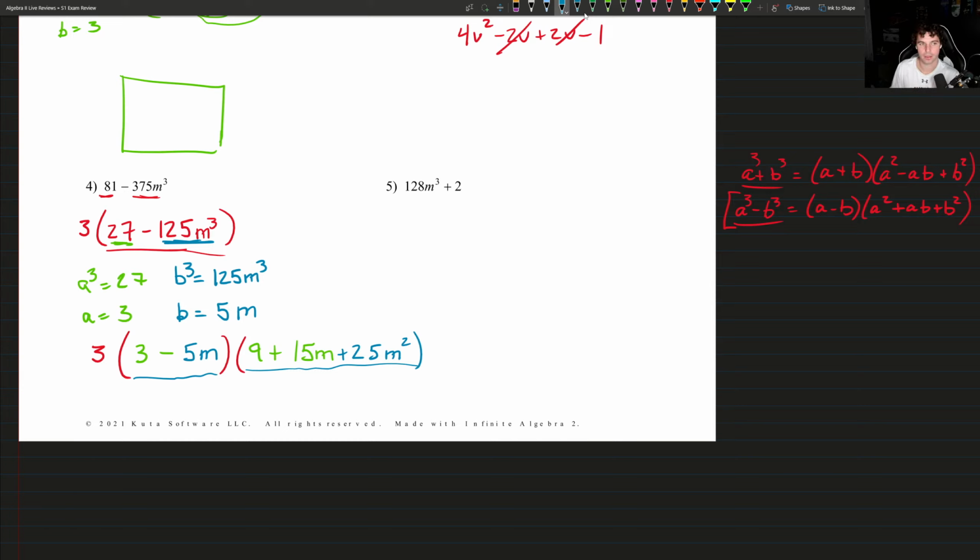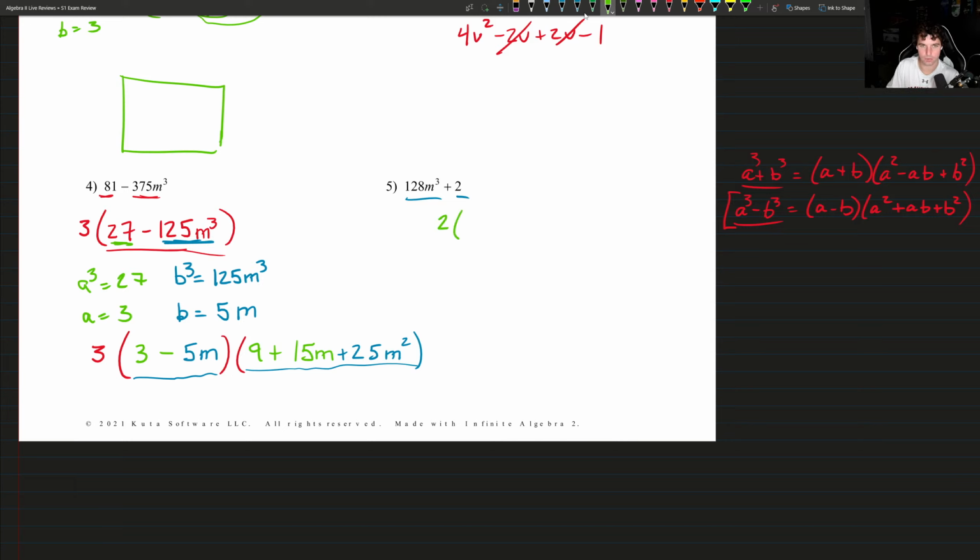Okay? You're going to do the same thing on number 5. You have to ask yourself what times itself 3 times is 128m cubed and what times itself 3 times is 2. And again, no integer cubed is 2. So we have a little bit of work to do first. The greatest common factor between them is just 2.